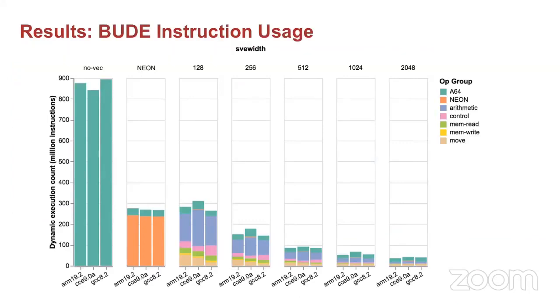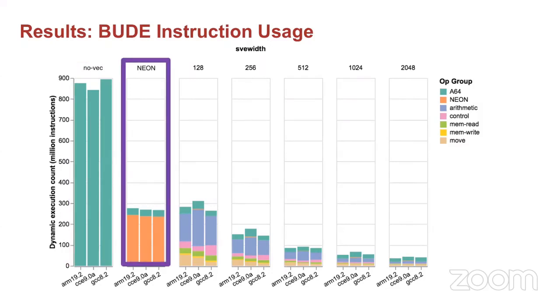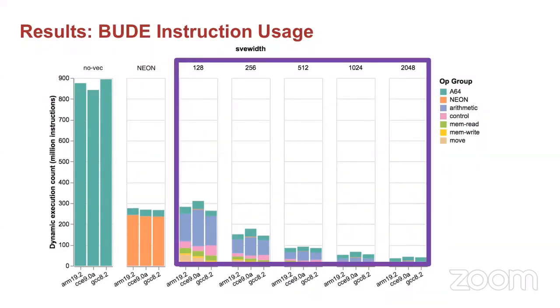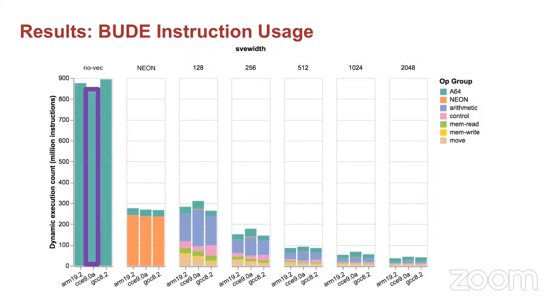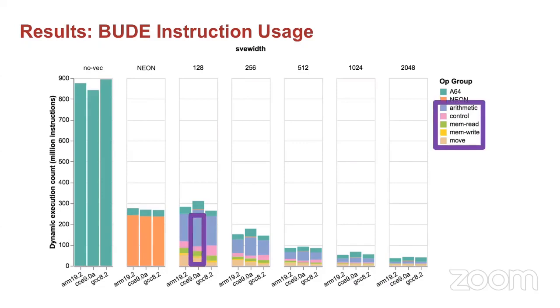We then took each application and looked at the dynamic count of instructions executed using custom instrumentation through the ARM instruction emulator. This graph shows the instruction usage data for BUDE, the molecular dynamics mini-app. The leftmost cluster shows the data for a run in which vectorization is explicitly disabled. The next one shows data for a Neon target, such as the ThunderX2, and the remaining clusters each correspond to a selected SVE vector width, which can be given as a parameter to the emulator. Within each cluster, the colors correspond to different types of instructions. The light green is scalar ARMv8 operations, the orange is Neon, and the other colors are all different classes of SVE instructions.